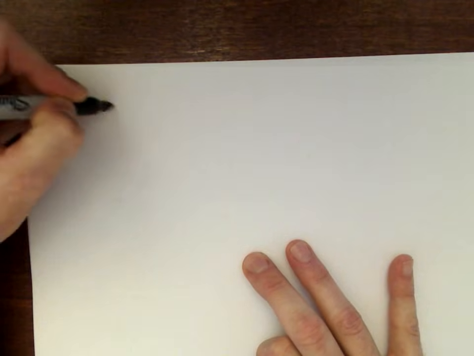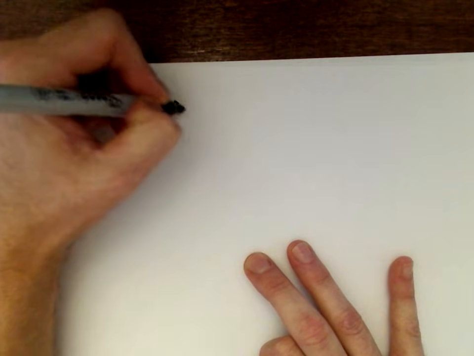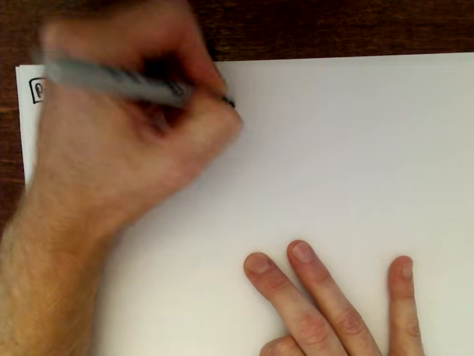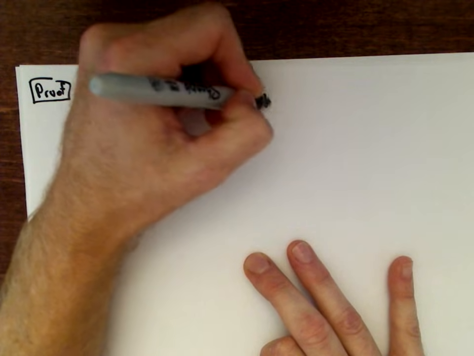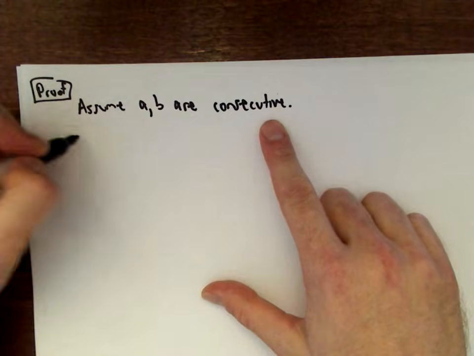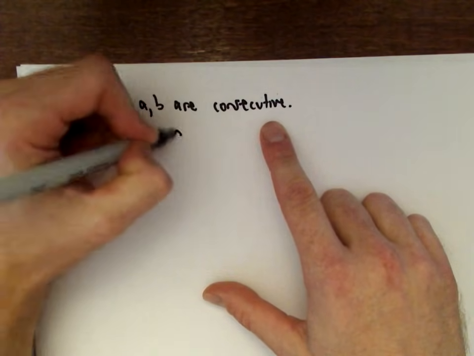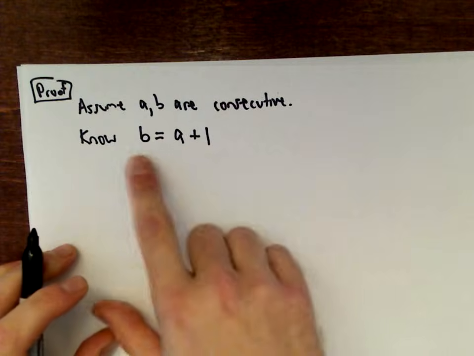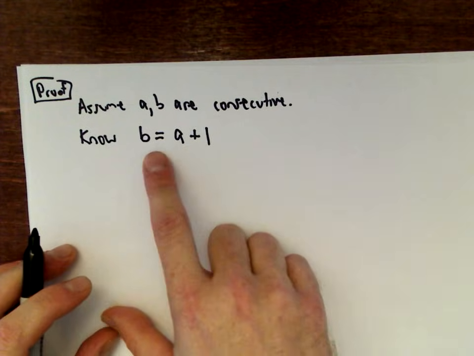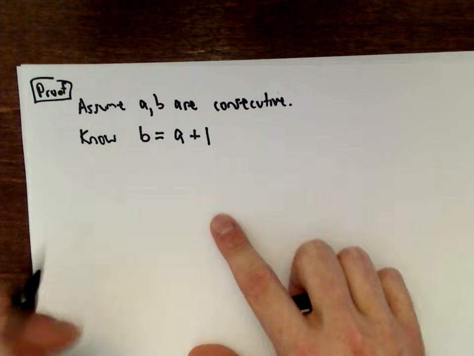So this is going to be our proof now. I'm going to be a little sloppy here with my handwriting. We're going to assume that a and b are consecutive. So we're assuming that those are consecutive integers. Well, that means we know that we can write b as a plus 1. We can write one of the numbers as the other number plus 1. That's what we're given because, again, that's what it means for them to be consecutive.